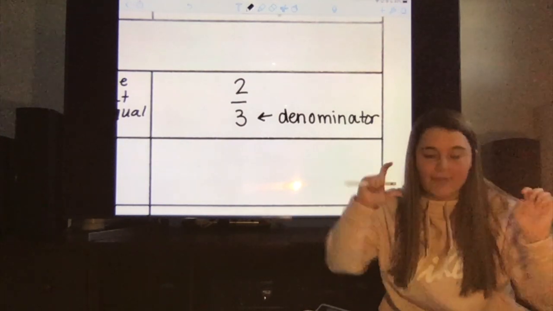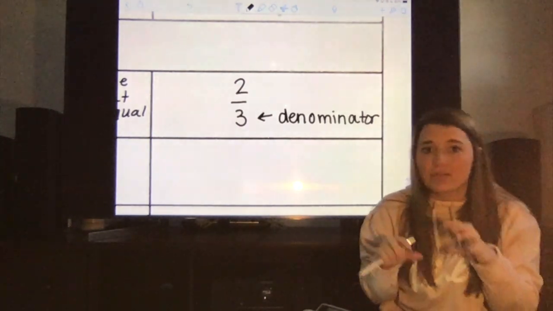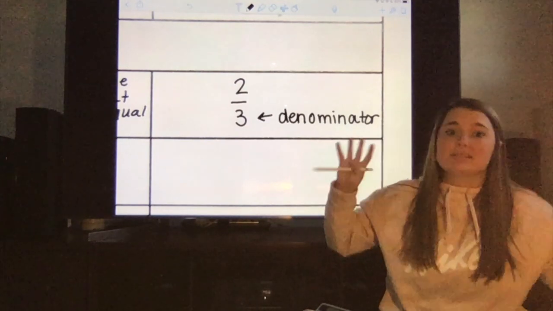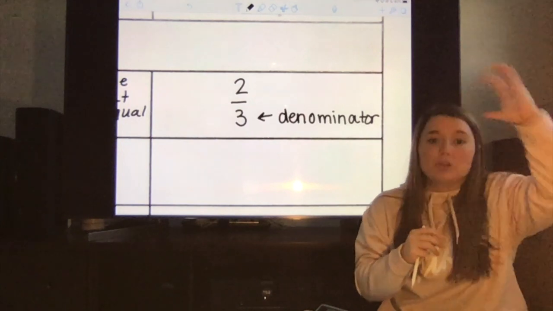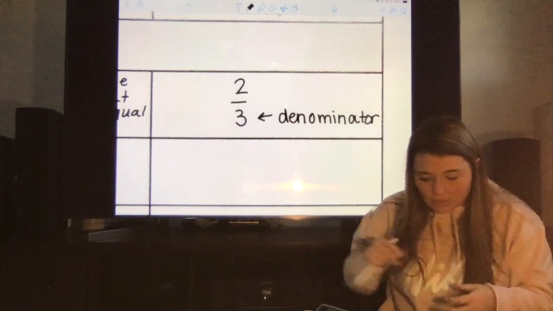Alright, so we should have all of the denominator. I'm going to be using this language a ton. We're going to find the least common denominator. We're going to find common denominators. We're going to find the greatest common, everything, okay? So make sure that you understand the difference between a numerator and a denominator. And this is the denominator, the number on the bottom.